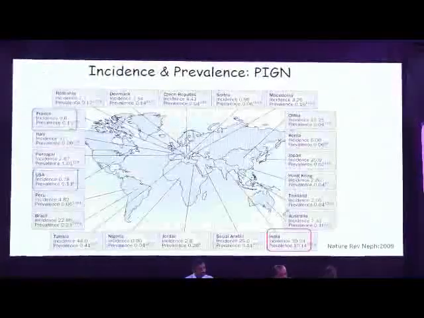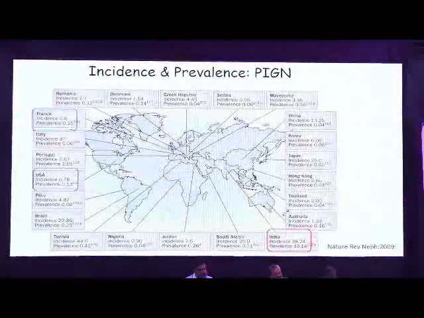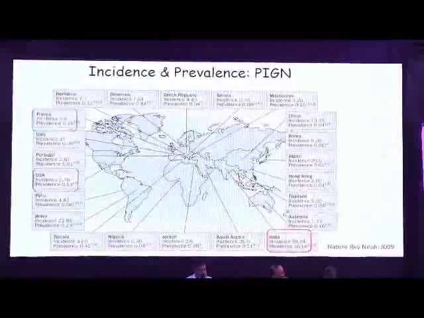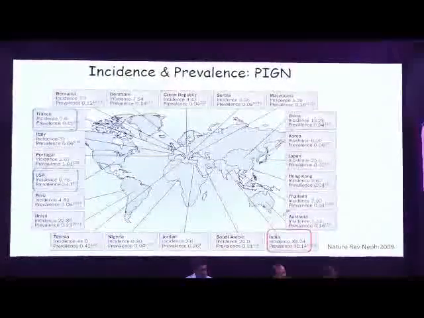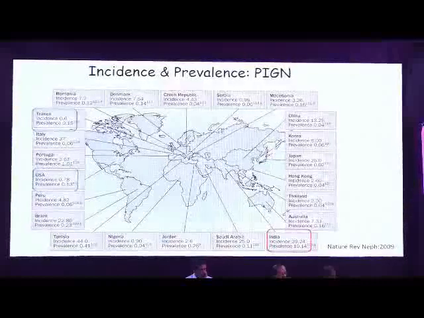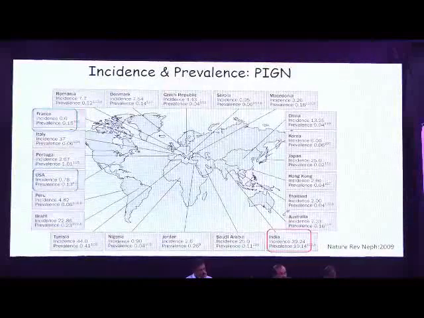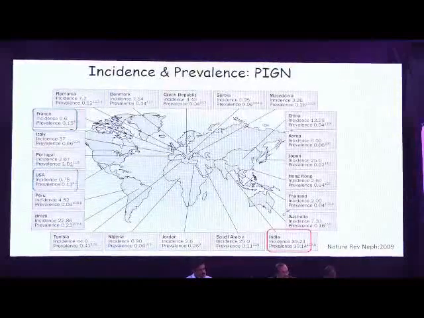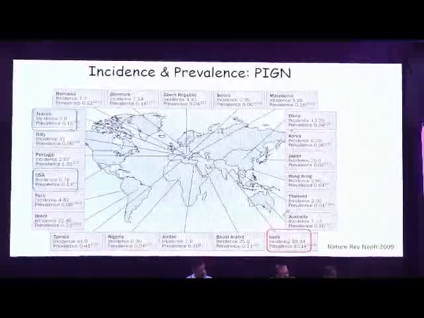Now the incidence and prevalence of post-infectious glomerulonephritis varies all across the world. If you look at the developed world, in the US and France, incidence per 1 lakh population is 0.6, 0.7. But if you look in our country, the post-infectious incidence is quite high, almost 40 incidents per 1 lakh population with a high prevalence.